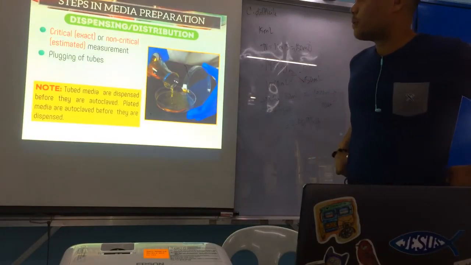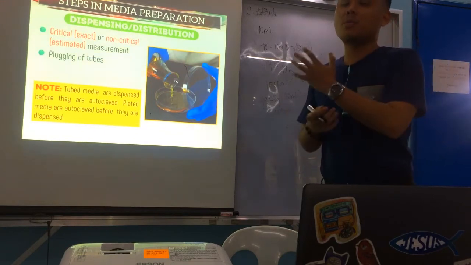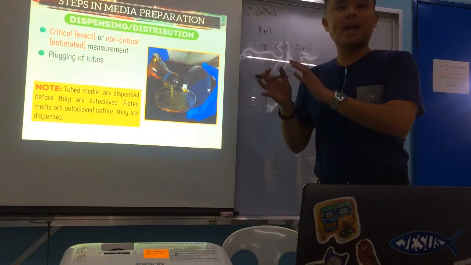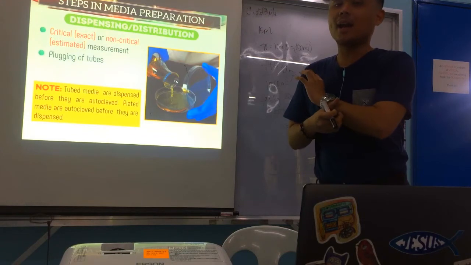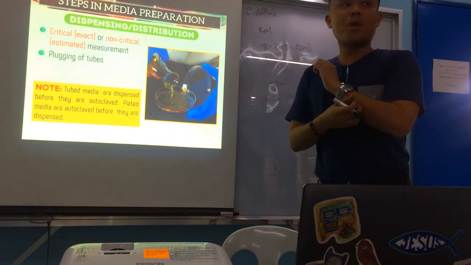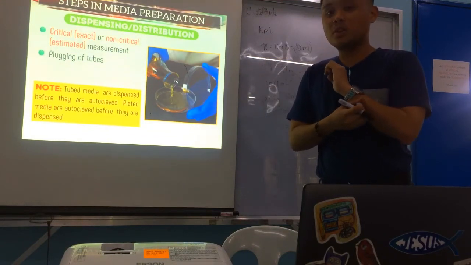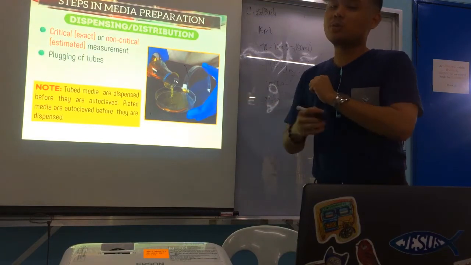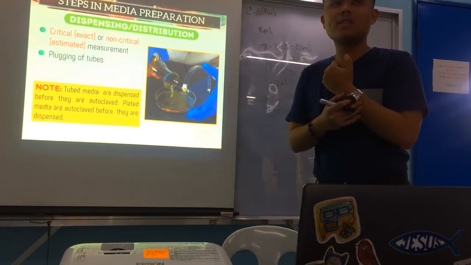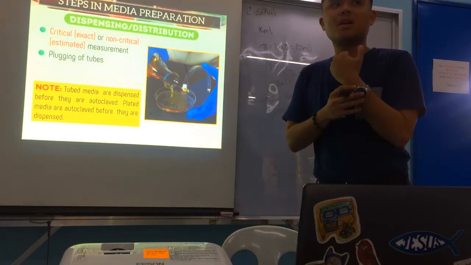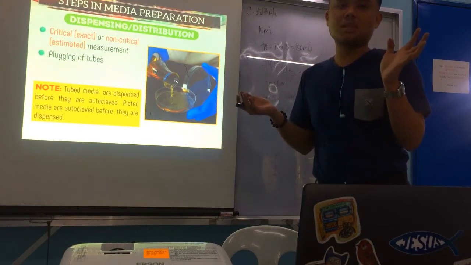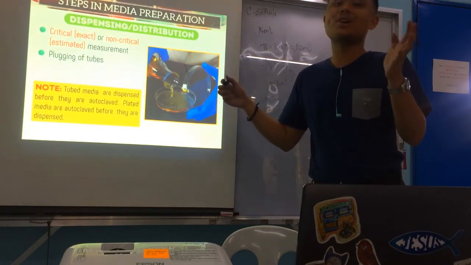Next we'll go to dispensing or distribution. Again, it could be critical, exact, or estimated. When we say critical, each plate gets exactly 15 ml. But you can also estimate; usually that's what we do in AK. Plugging of tubes could be screw cap or cotton plug. As far as I can remember, hospitals mostly use screw cap tubes, while in AK, we use cotton plugs.